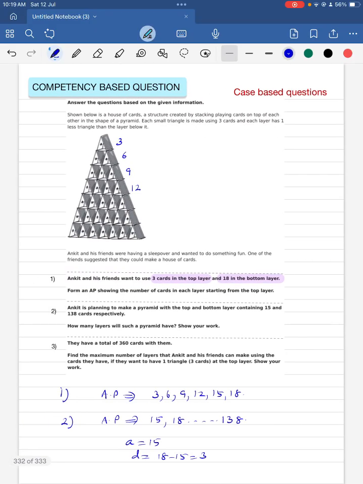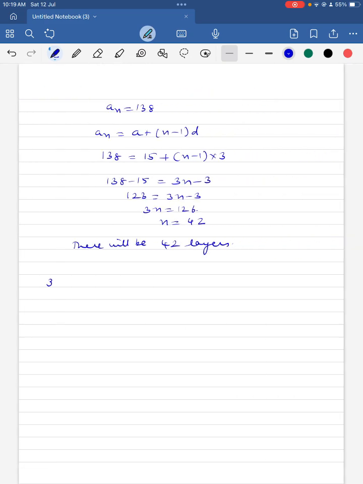Okay, now let's look at the last part to the question. They have a total of 360 cards with them. Find the maximum number of layers that Ankit and his friends can make using the cards they have if they want to have one triangle, that is 3 cards in the top layer. Okay, so that means they're going back to the old AP. Now AP is going to be 3 in the first top layer, 6 in the second layer. Then you have 9 cards and so on. And totally they have 360 cards with them.